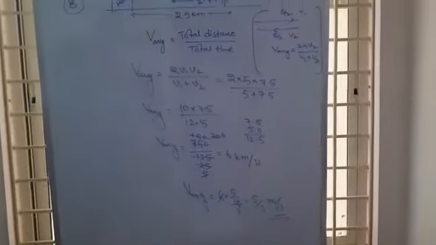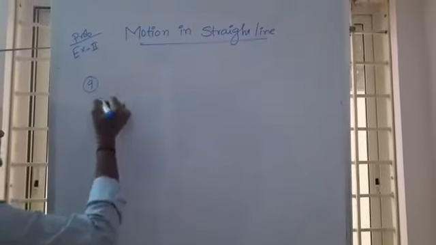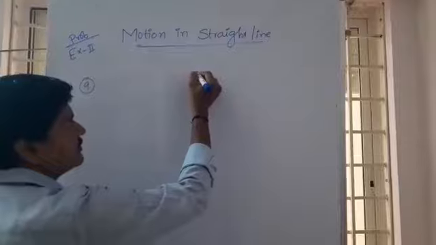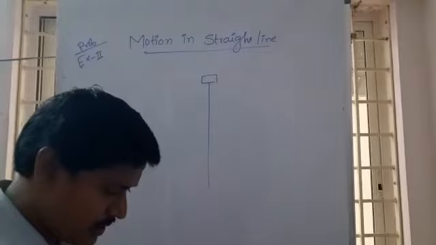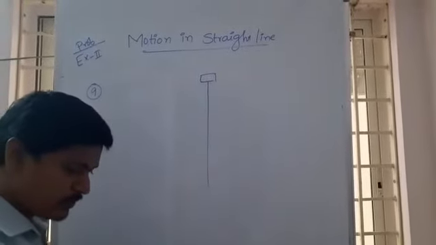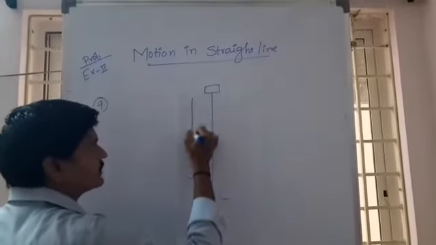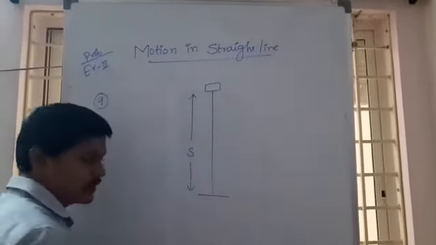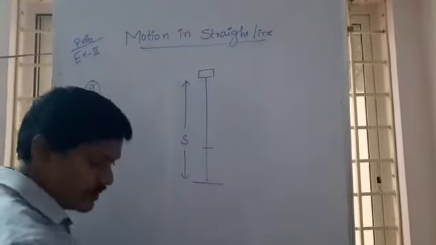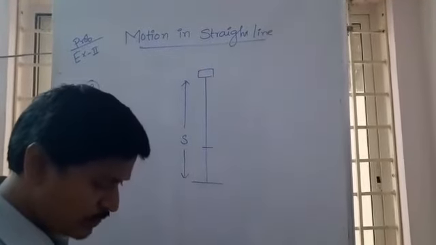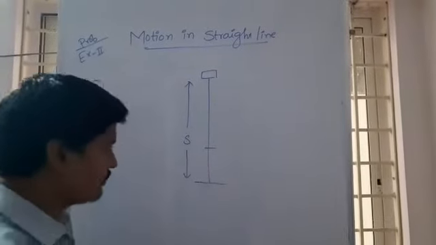This is the value. Next problem, the ninth one. A particle covers 9 by 25th of the whole distance. This is the whole distance, we can assume. 9 by 25th of the whole distance will be covered in the last second of its journey.